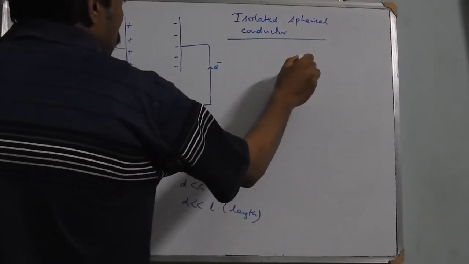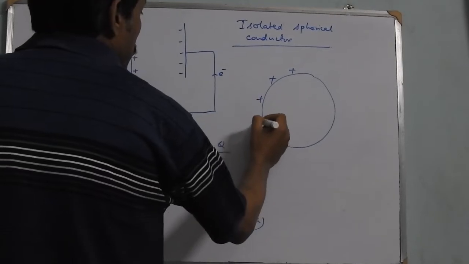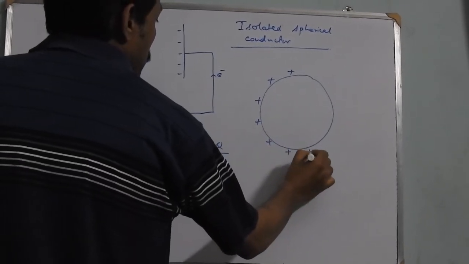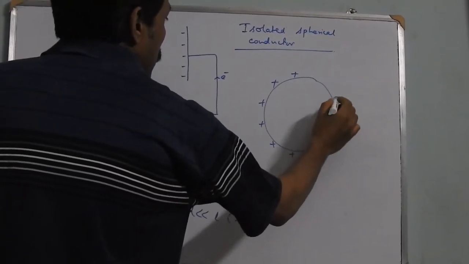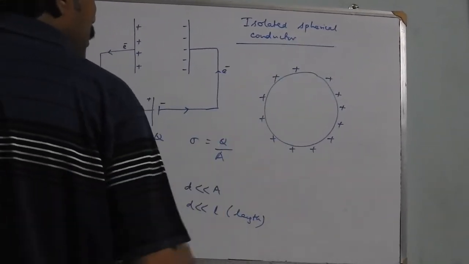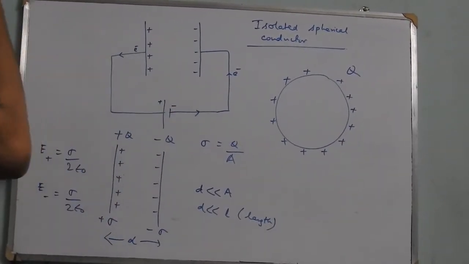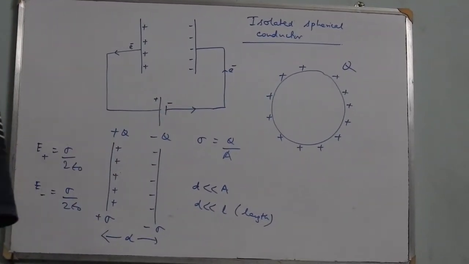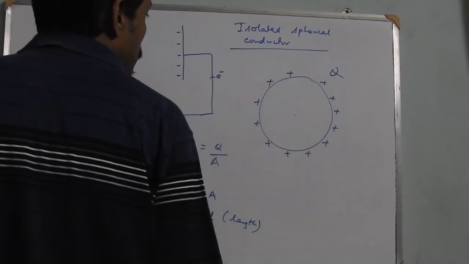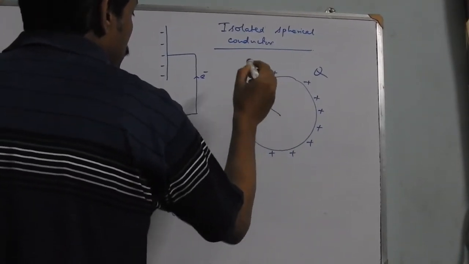So suppose this is a spherical conductor on which some charge is deposited, say positive charge. You can also assume that negative charge is deposited and get the same result. The total positive charge deposited on the plates is Q. This is a conducting plate, so the charge will deposit on the outer surface of the sphere itself. The radius is capital R.